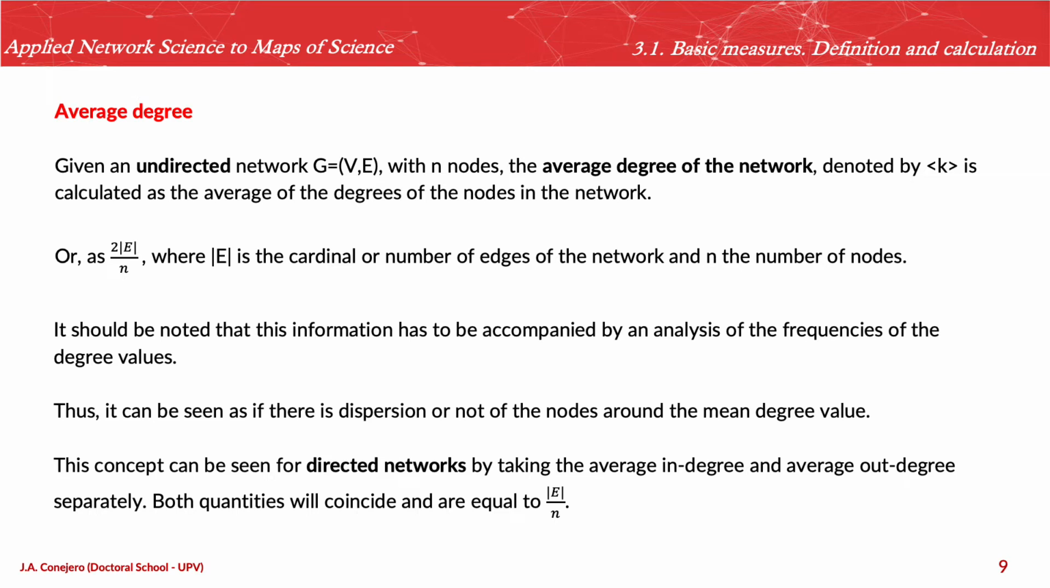It should be noted that this only reduces the properties of the degrees to a single number. To have a better overview of the network, it is better to join it with an analysis of the frequencies of the degrees of the network. So it is good to include a representation where we can see how they are distributed. It is also worth mentioning the case of directed networks, where the average degree has to be separated into in-degree and out-degree, and it is just the number of edges divided by n.